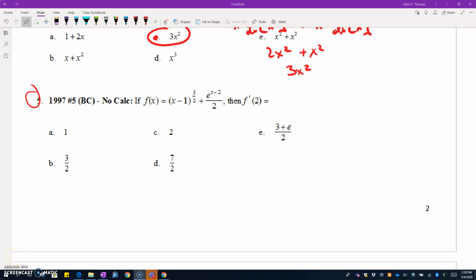Alright, let's take a look at number 5. So number 5 asks for this derivative evaluated at 2. So first thing we're going to do is find the derivative. So we're going to do our work down here.